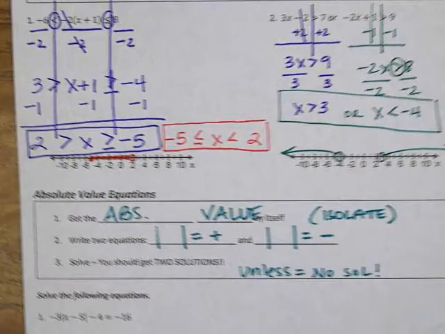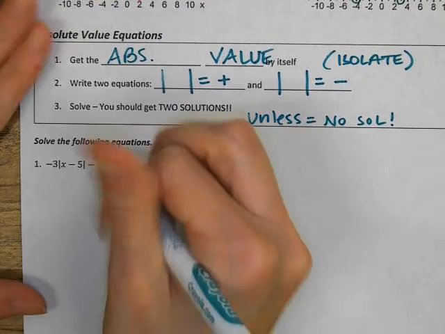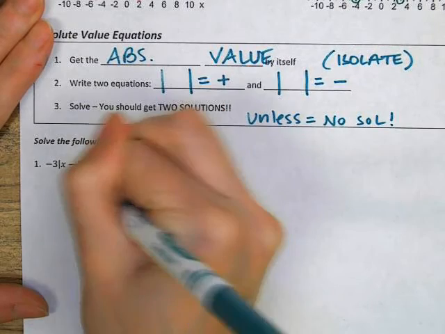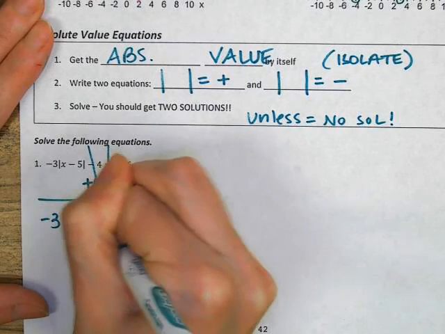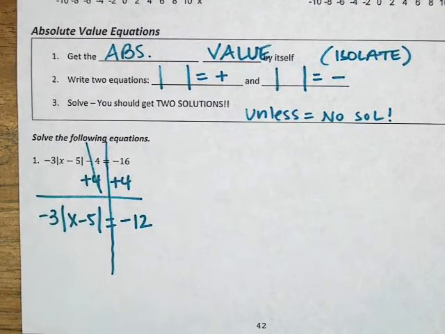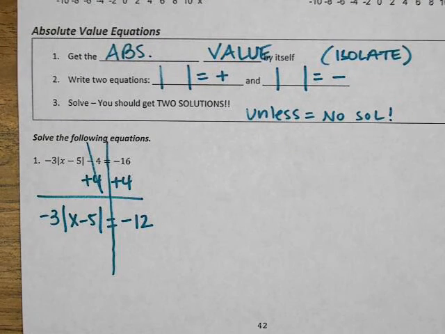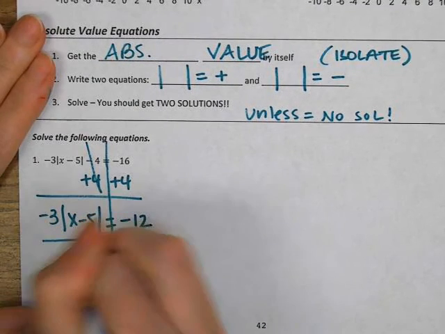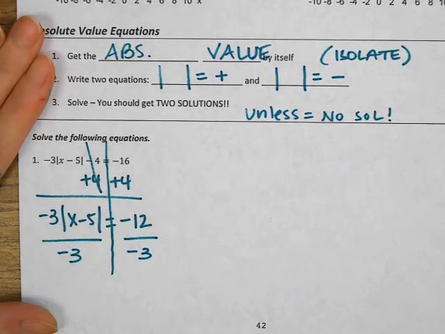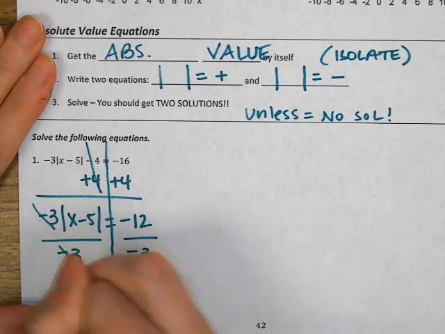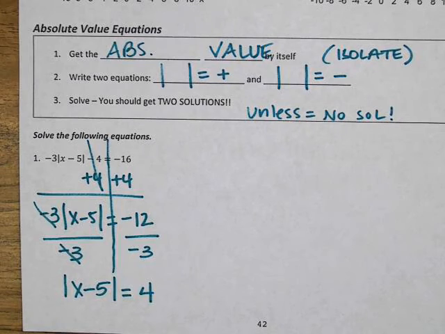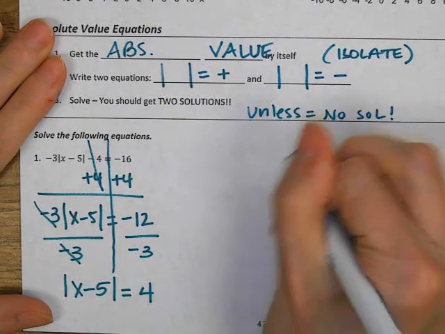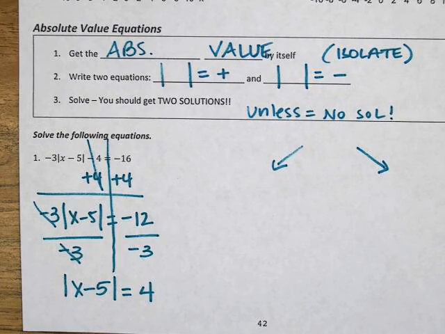Okay, so number 1, isolate first, and let's see if we're going to have two solutions or none. If you're trying to isolate, you guys should know by now we're going to add 4, add 4. We get -3 absolute value of x minus 5 equals -12. And don't stop yet, we have to isolate still by dividing by -3. Isolated, we have absolute value of x minus 5 equals 4. And 4 is positive, so we do need to keep going.